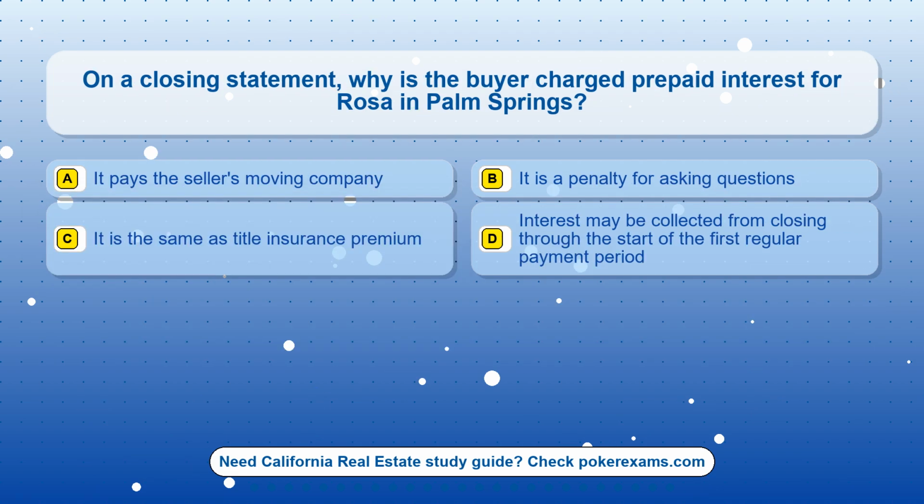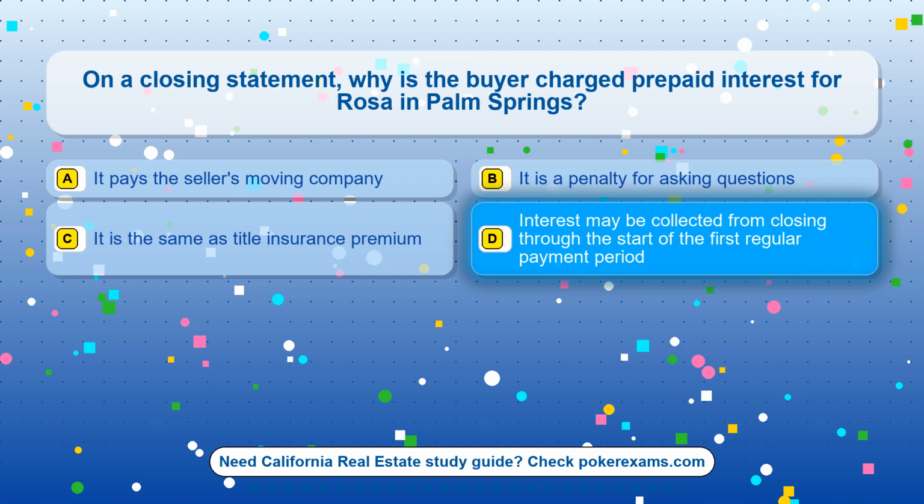Question 25. On a closing statement, why is the buyer charged prepaid interest for Rosa in Palm Springs? Option A. It pays the seller's moving company. Option B. It is a penalty for asking questions. Option C. It is the same as title insurance premium. Option D. Interest may be collected from closing through the start of the first regular payment period.